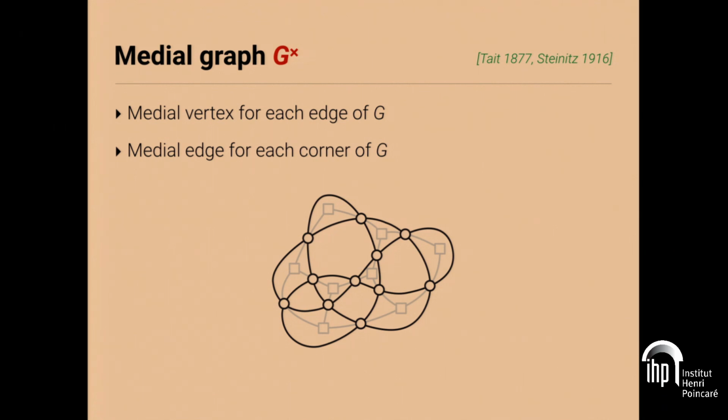The medial graph is always 4-regular. Every medial vertex has degree 4, because at any edge you can go next or previous at this endpoint, or next and previous at that endpoint. And so the medial graph is the immersion of 1 or more curves into the plane.